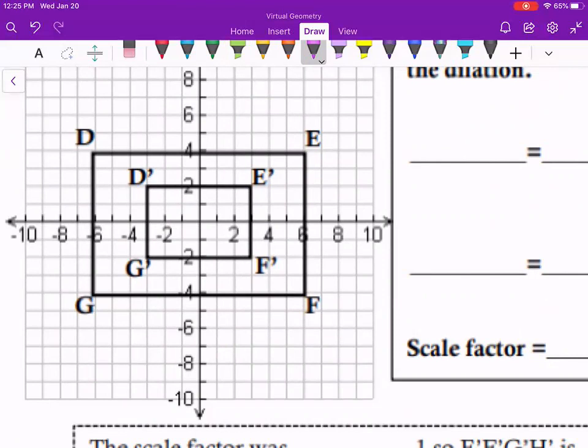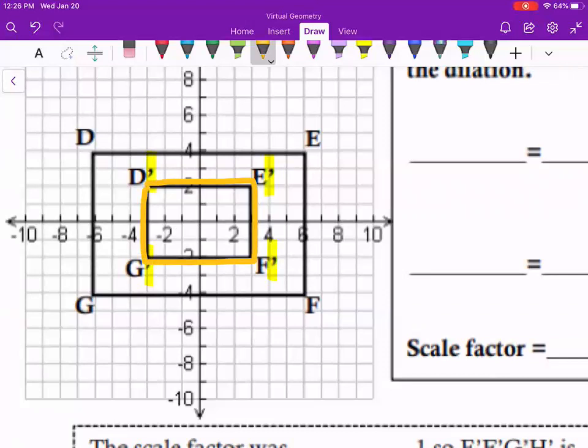All right, so right now we have two rectangles. I need to find the scale factor of these. So first I need to figure out which figure is the new one, which one is the old one. So check out the one on the inside. You've got all these little apostrophes here. So that means that little figure is the new one.